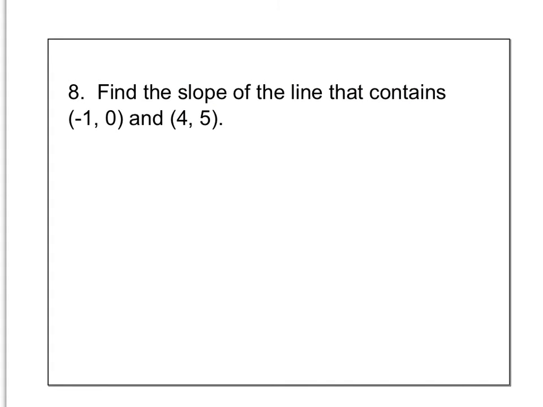Please pause the video and try number 8. The equation to find a slope between 2 points goes like this: m equals y2 minus y1 over x2 minus x1.